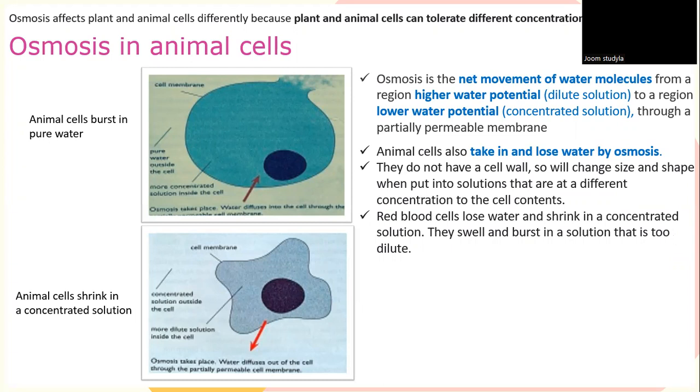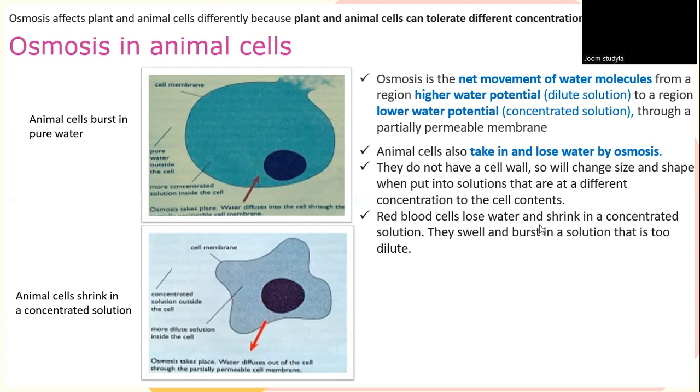Osmosis affects plant and animal cells differently because plant and animal cells can tolerate different concentrations of water. If you look at osmosis in animal cells, osmosis is a net movement of water molecules from a region of higher water potential, a dilute solution, to a region of lower water potential, a concentrated solution, through a partially permeable membrane. Animal cells also take in and lose water by osmosis. They do not have a cell wall, so they will change size and shape when put into a solution that is at a different concentration to the cell contents.